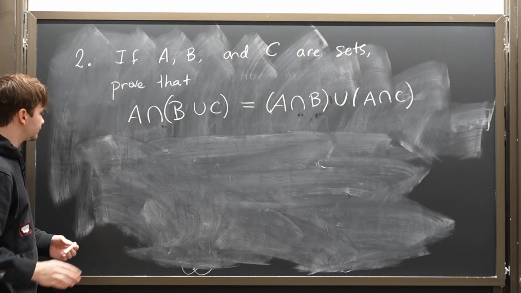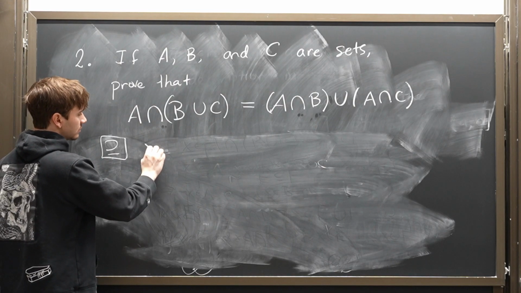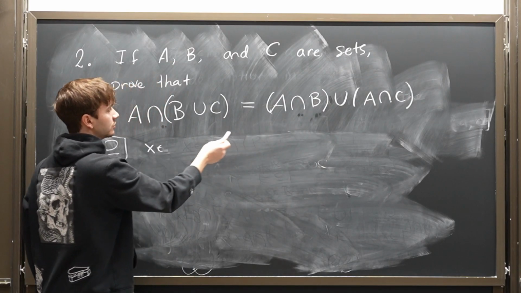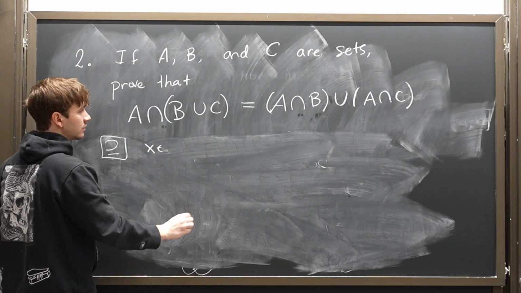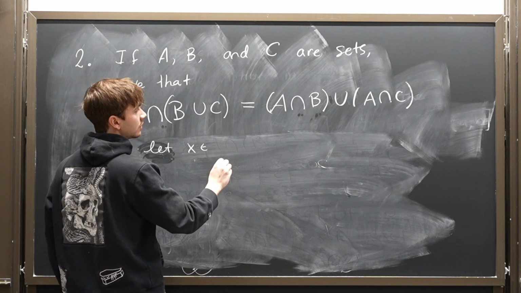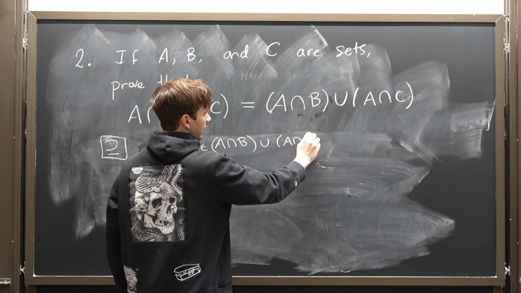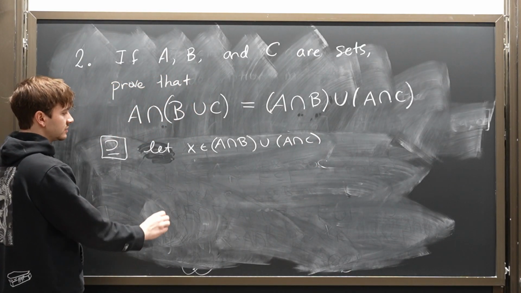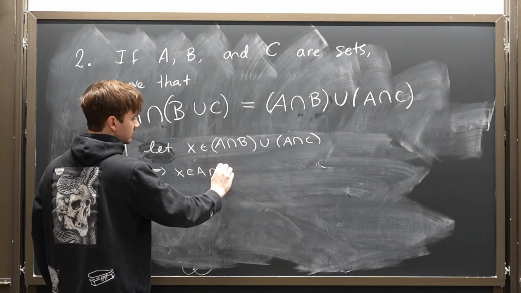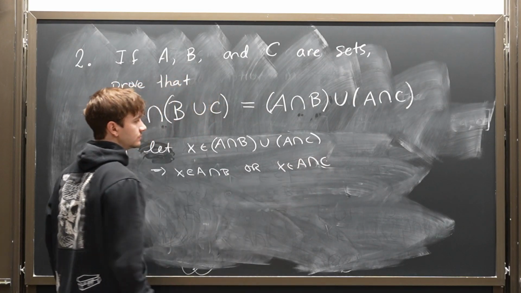The other direction is similar. Well, not similar, but I'm going to use a similar proof strategy where I start with an element of this set and I try to show that it must be in the set on the left-hand side. So we're going to let x be an arbitrary element of (A intersect B) union (A intersect C). So this tells me that x is in A intersect B or x is in A intersect C.